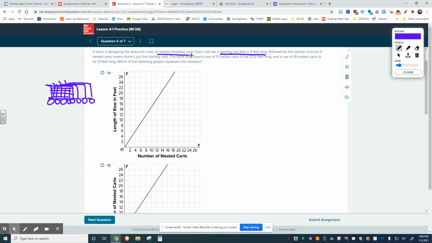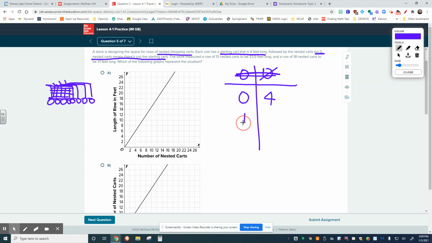In this case, what we have to consider is where our starting value is. What do we mean by the starting cart? When we have 0 carts, we might automatically think there are 0 feet, which initially is true, but the problem is this is not a proportional relationship, and 0, 0 would not be able to be used to represent this situation. When we're talking about 0 carts, they said so right here: 0 carts means there's just the starting cart, which means the starting cart is 4 feet.